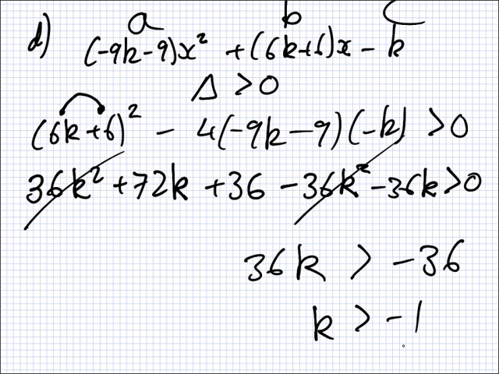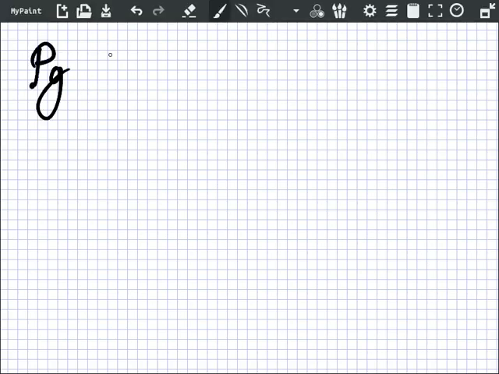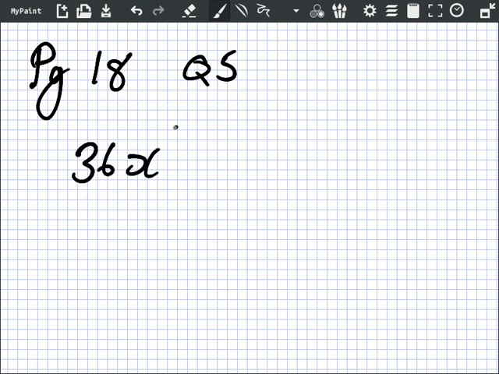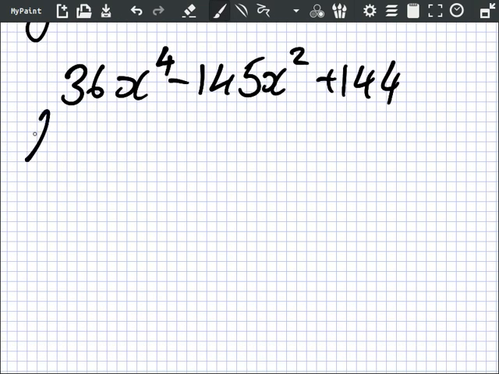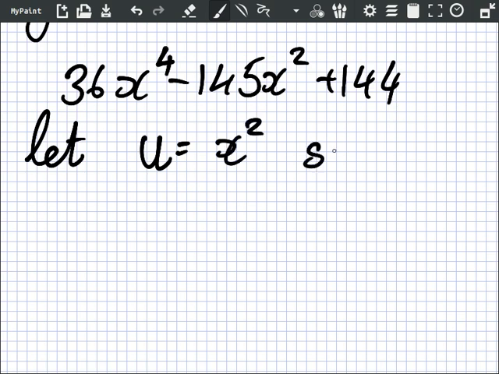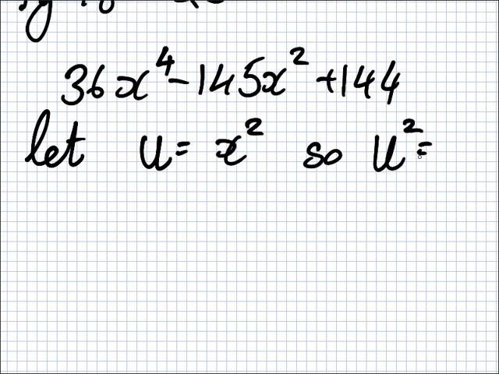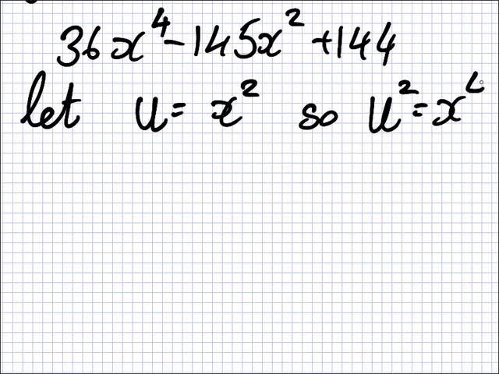Okay, page 18, number 5 now. So I think some of you maybe got this, and some of you had some trouble. The trick to number 5 is the same as the trick in number 4. And what is that trick? It's what's called a substitution. You say let, in this case, let u equal x squared. And so what would u squared equal? x to the power 4. So you can change this problem into this problem.